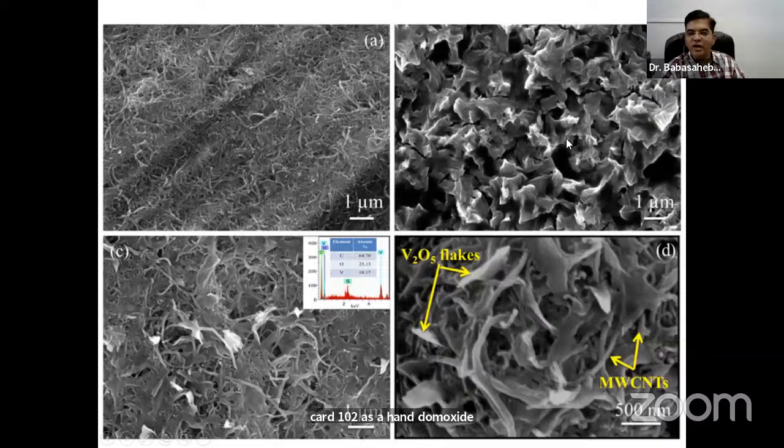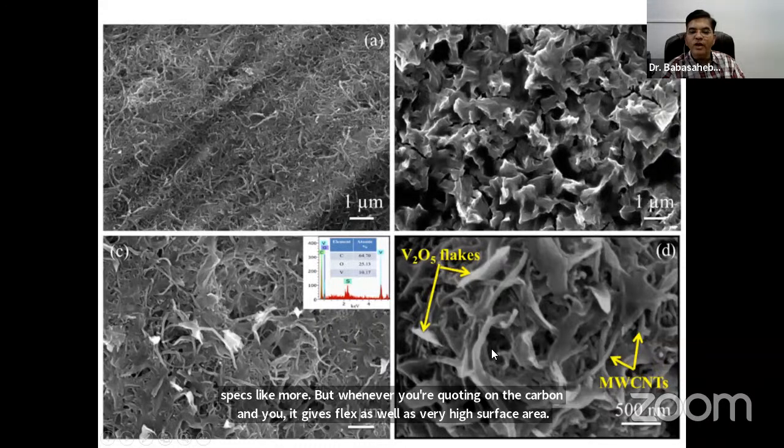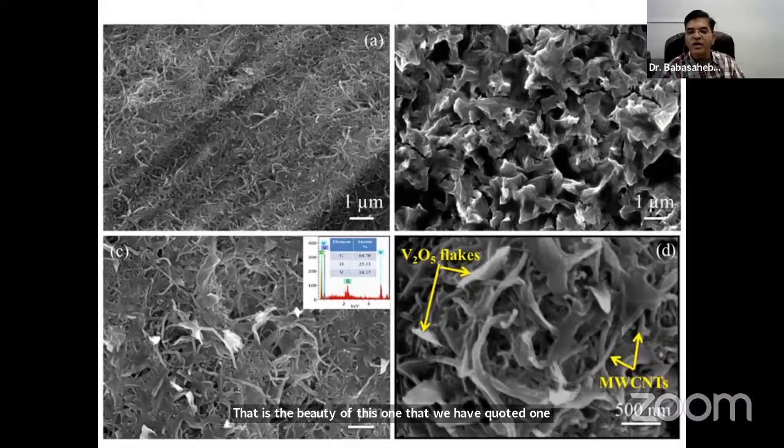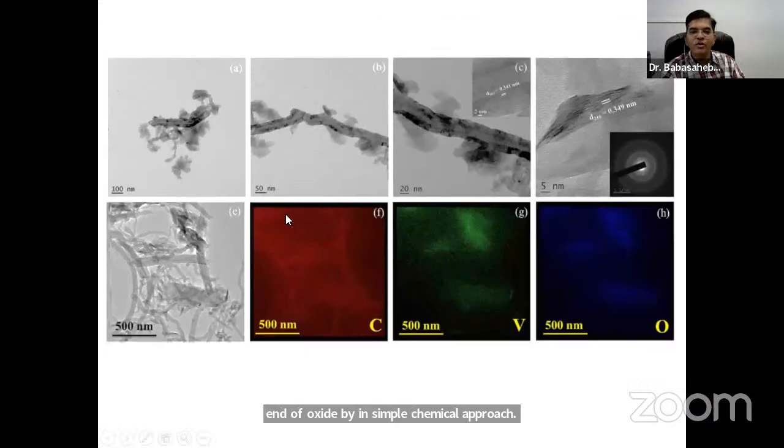Here you can get vanadium oxide flakes-like morphology whenever you are coating on the stainless steel. But whenever you are coating on the carbon nanotube, it gives flakes as well as very high surface area. That is the beauty of this one, that we have coated vanadium oxide using a simple chemical approach, nanoflakes of the vanadium oxide on the carbon nanotube. And here you can get the TEM image, so that you can see this flake-like morphology on the outer surface area of the carbon nanotube.